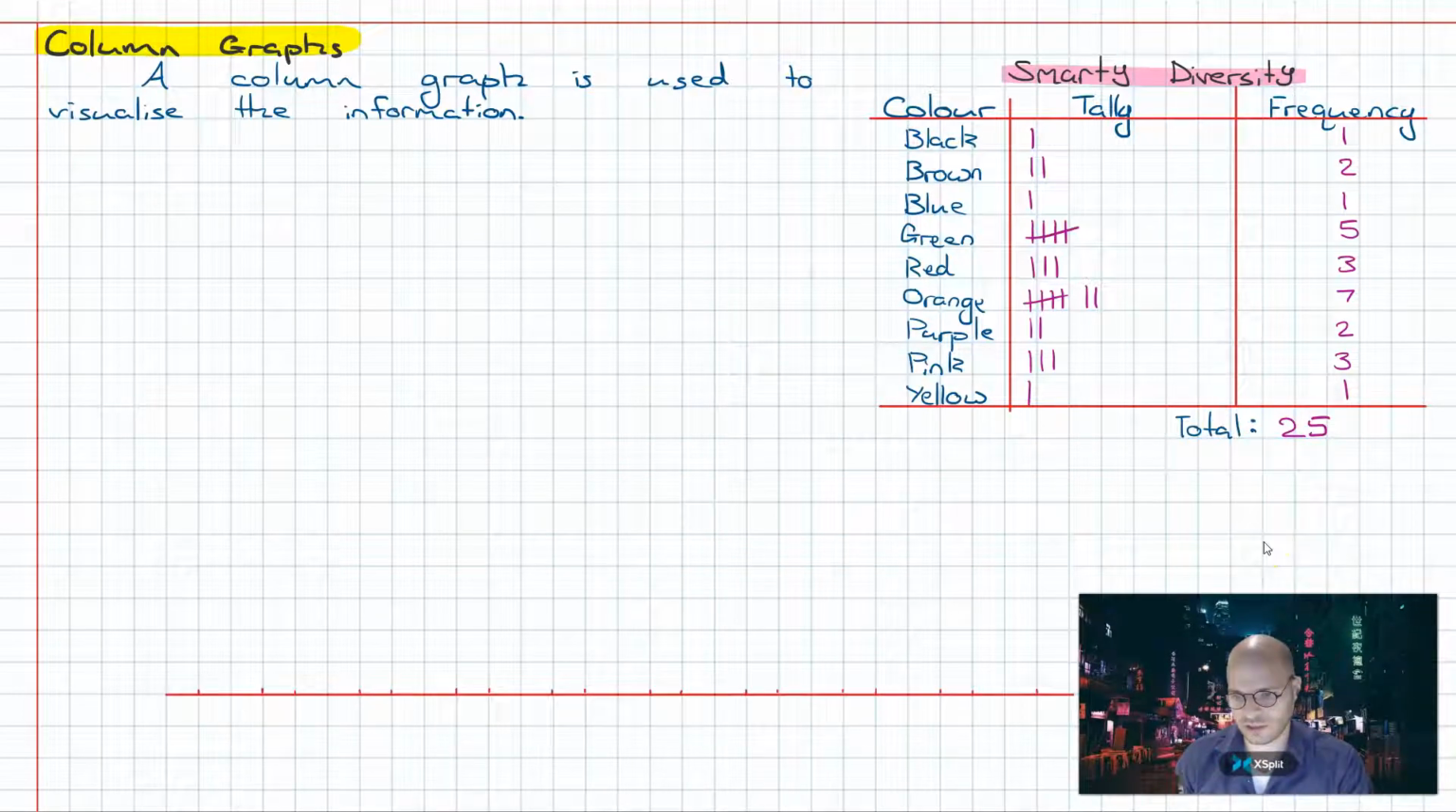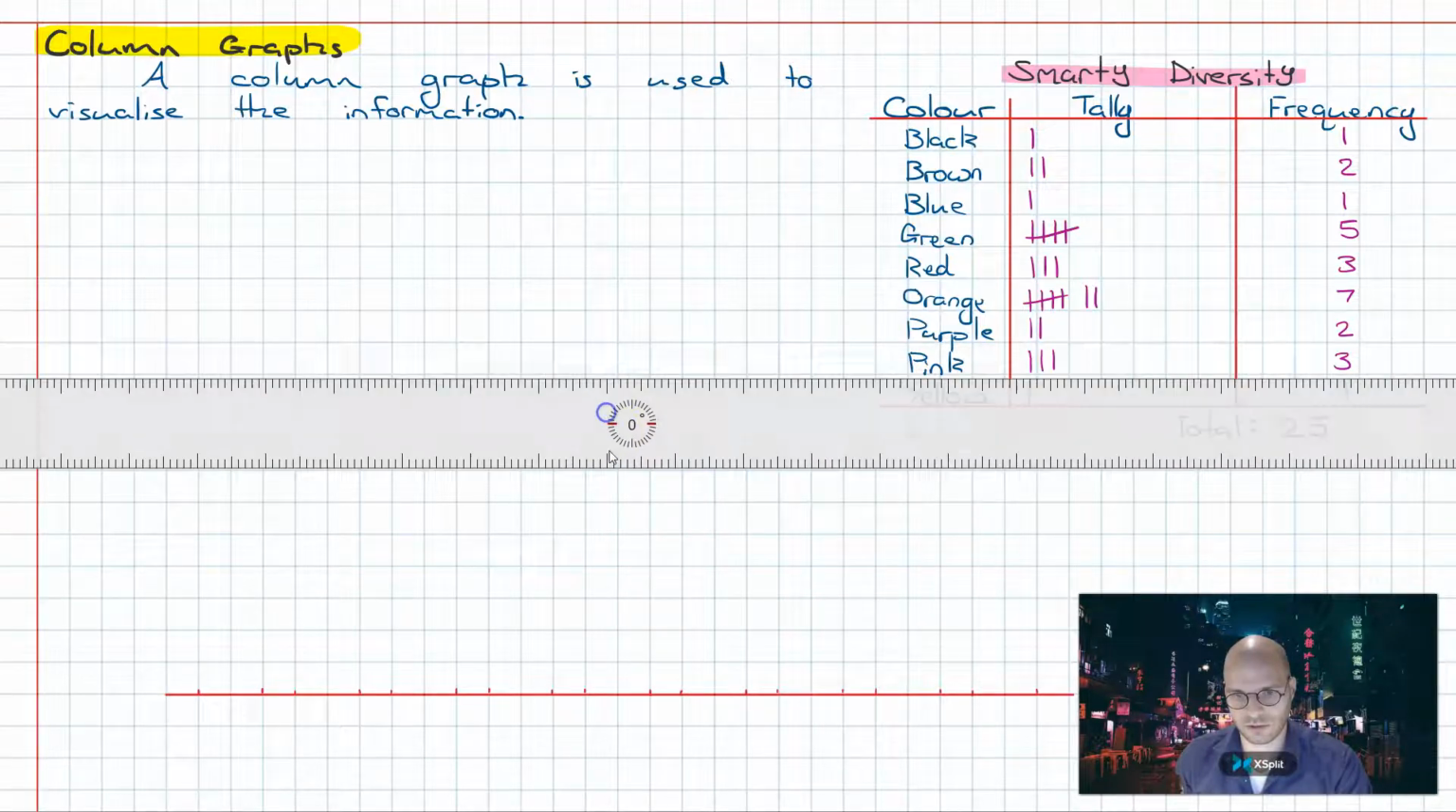Now the colors are going to go along the bottom here. The next step is we need to assign the vertical column. So I get my ruler out one more time and I set it to the vertical direction.